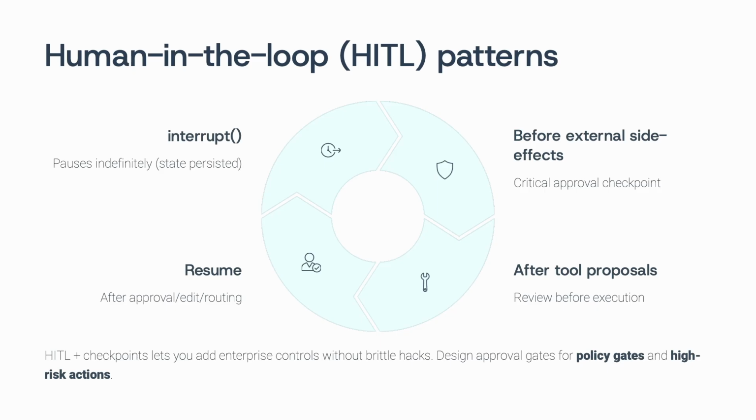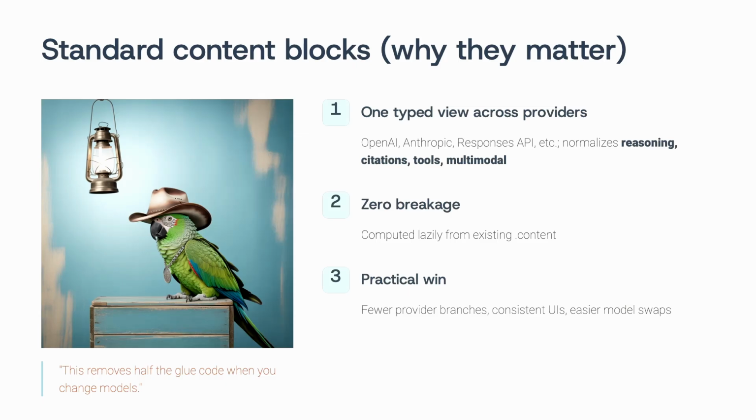You can make sure that when a tool call happens, you can do before and after tool calls. So you're like, I called the tool, it's coming back. Was my response good? Do we want to move forward? And then you can have critical approval checkpoints, which is really cool.